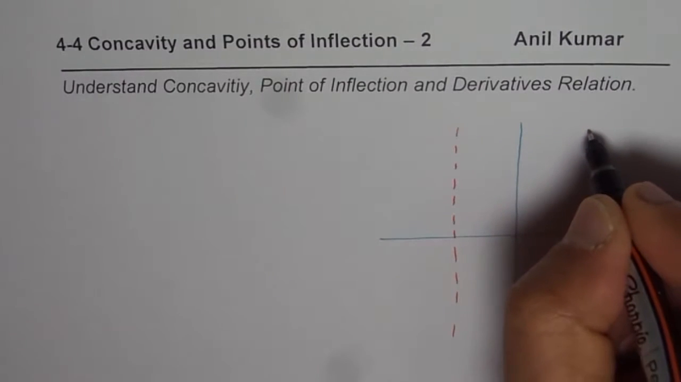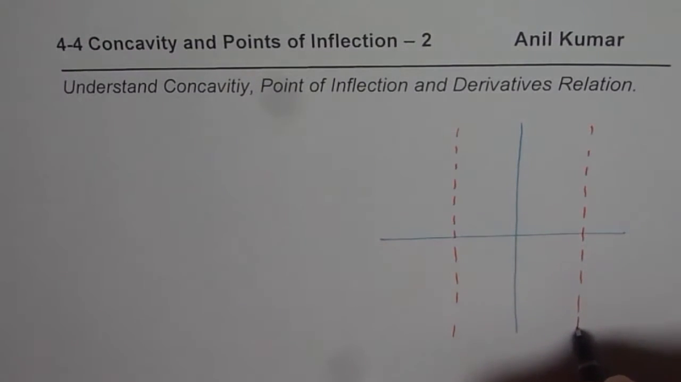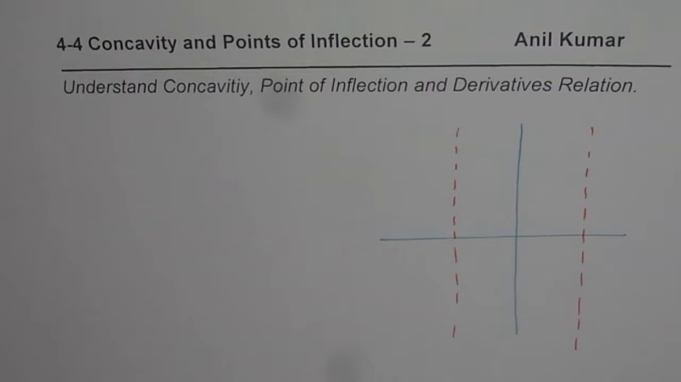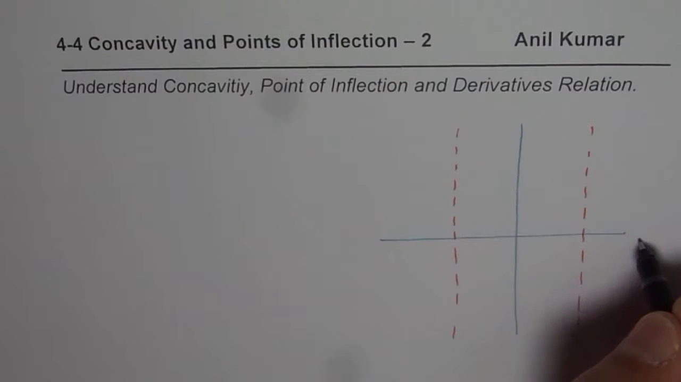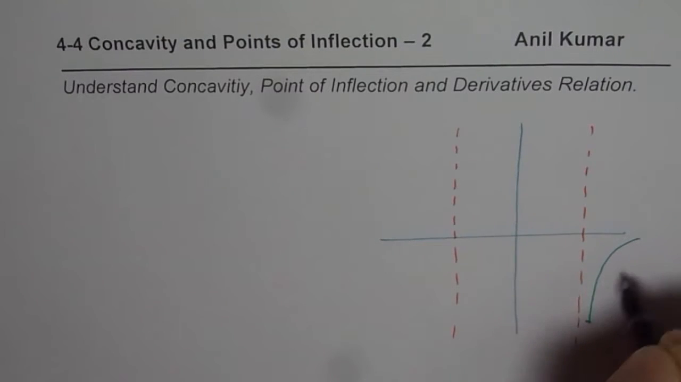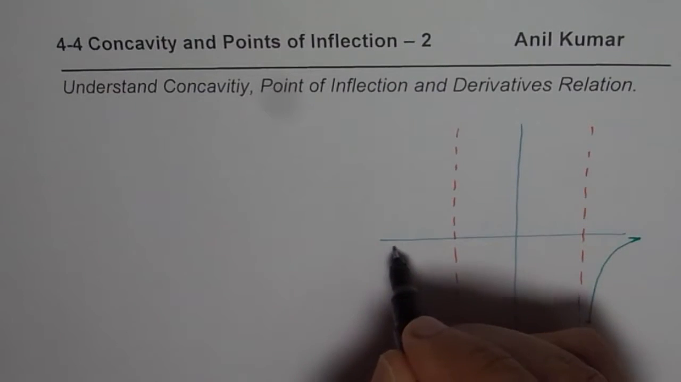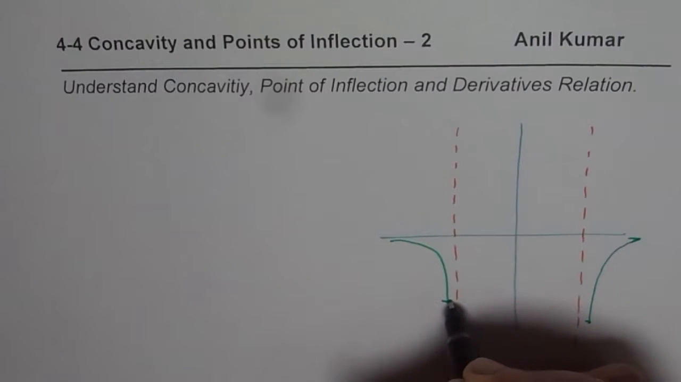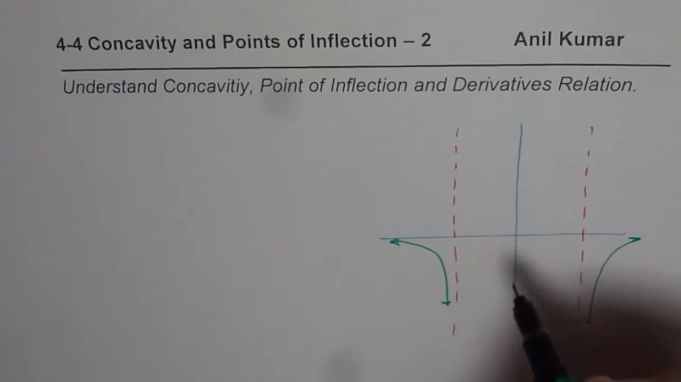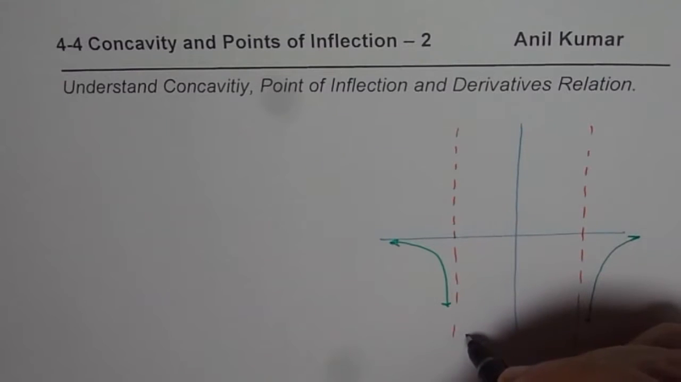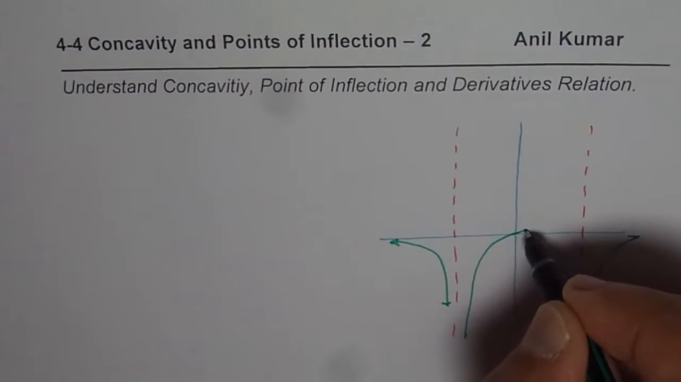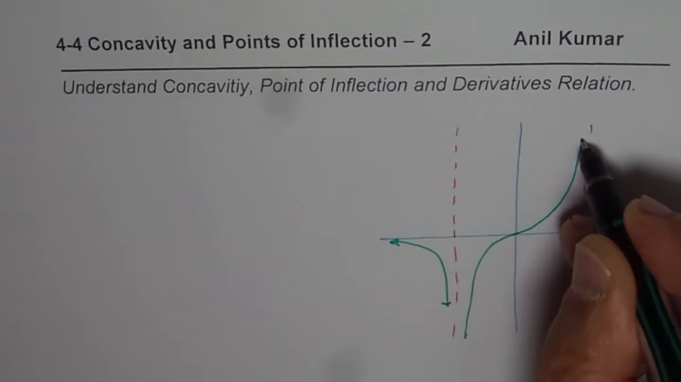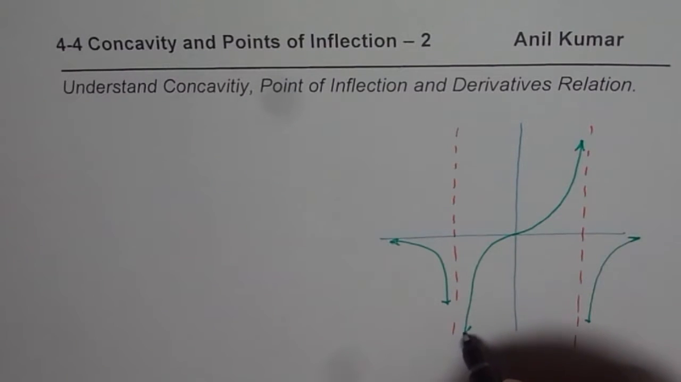Let's say these are my vertical asymptotes, and let me sketch the graph of the function. On this part it is kind of like this, approaching 0. Here also it is kind of like this, approaching 0. And on this part we have kind of like this. So that is the graph of a rational function.